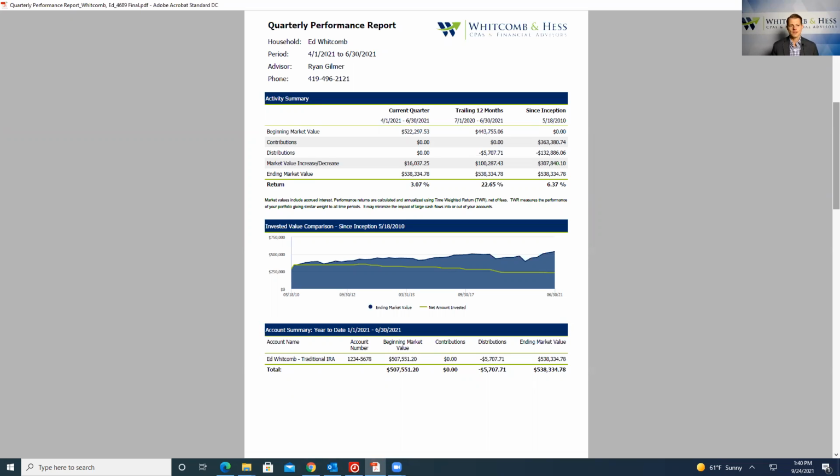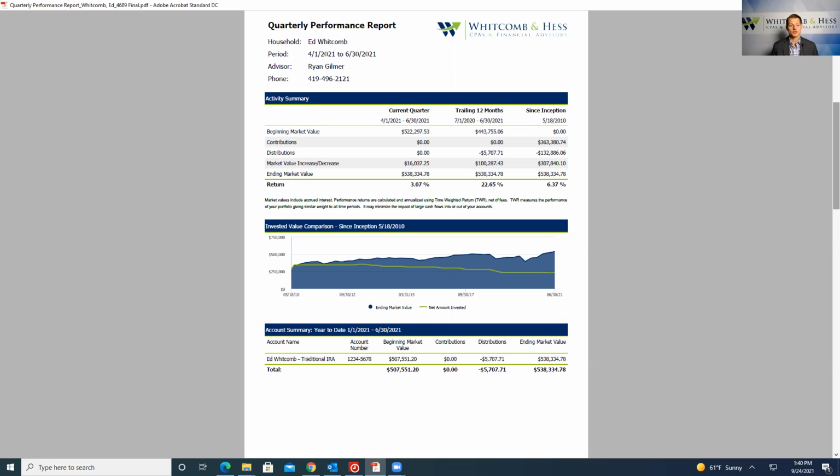The current quarter and the trailing 12 months have the dates listed below them that they cover. And then since inception is the date that Ed became a Whitcomb & Hess client. So in his case, May 18th, 2010. You can see that the beginning market values, what he started with, is different for each of those time periods. Contributions, distributions, what did he add? What did he take out? Those are different across all those time periods, as is the market value change due to investment. The ending market value will always be the same, since the ending value is the same across those 3 columns.